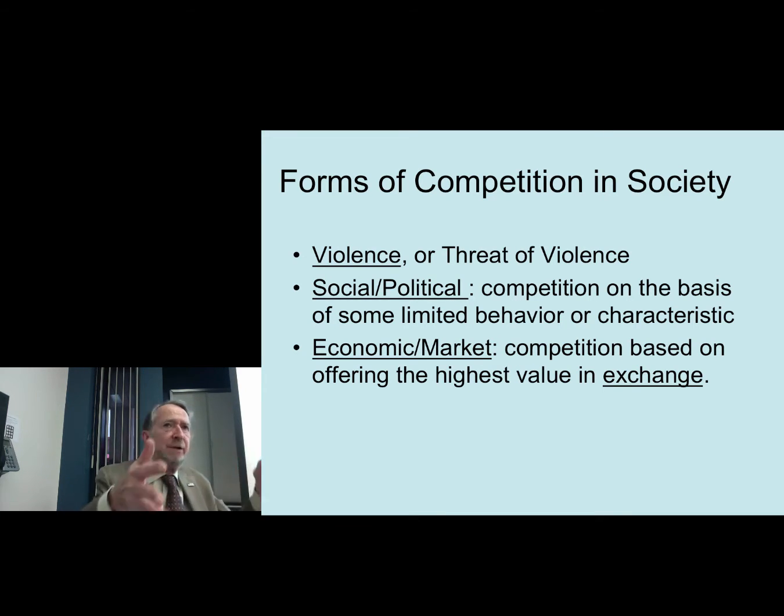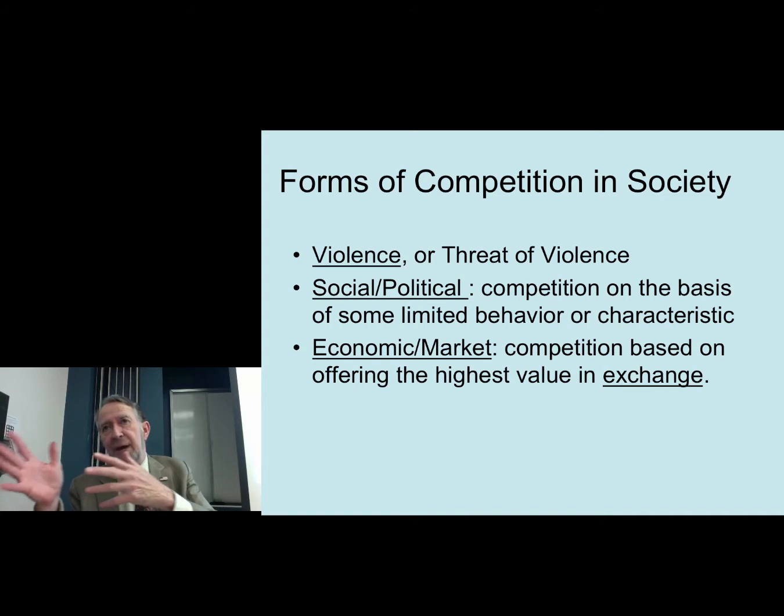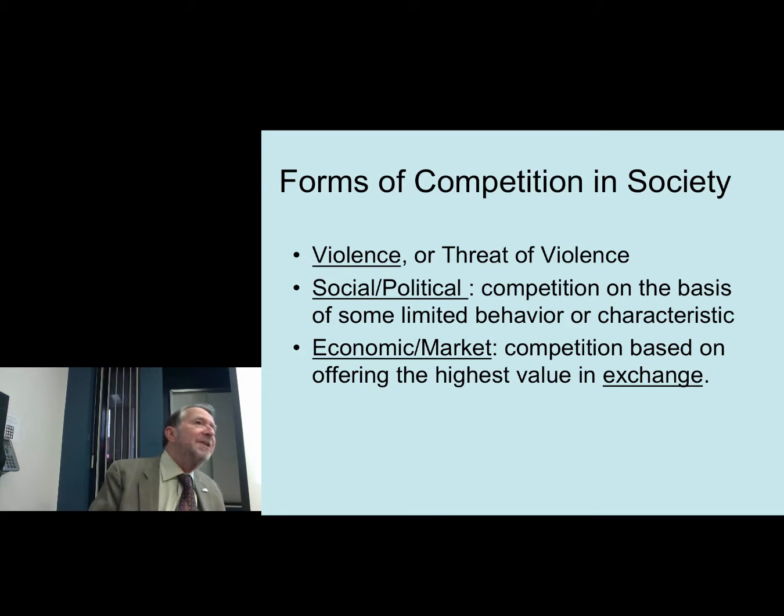I produce value for others. The more value I can produce, the more dollars I can take in. And so I have an incentive to produce things that people want. And then I can use those to compete for the things I would like to buy or acquire in the system. So every society uses all three of these. In every society, violence is an element of competition for certain things.